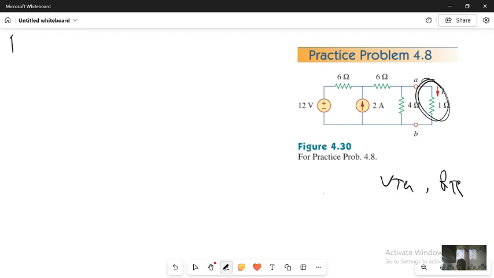I have to find RTh. How to find RTh? Turn off all independent sources. This voltage source is turned off by shorting. I have the 6 ampere current source, which is turned off by opening. I have 6, I have 4.